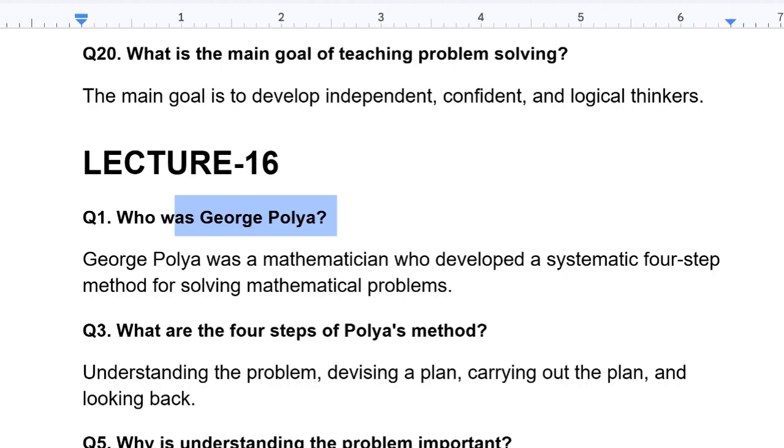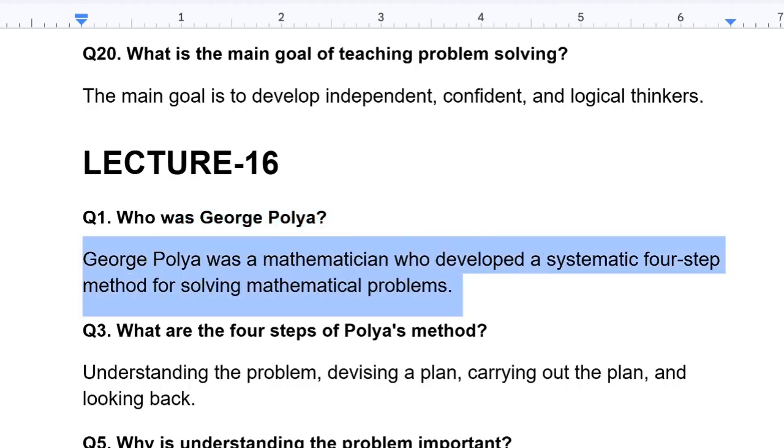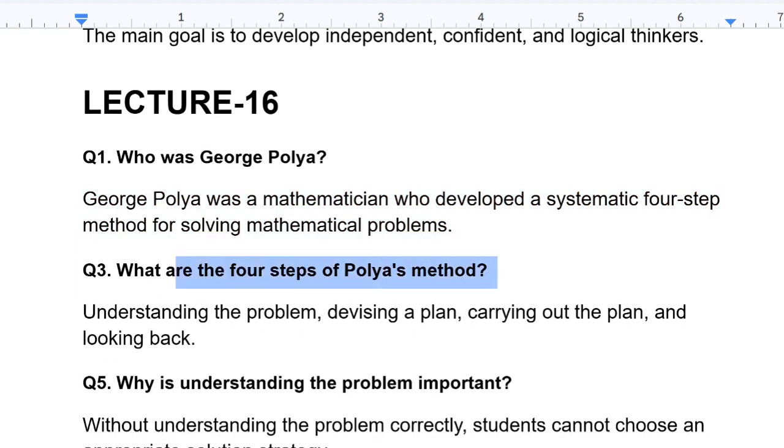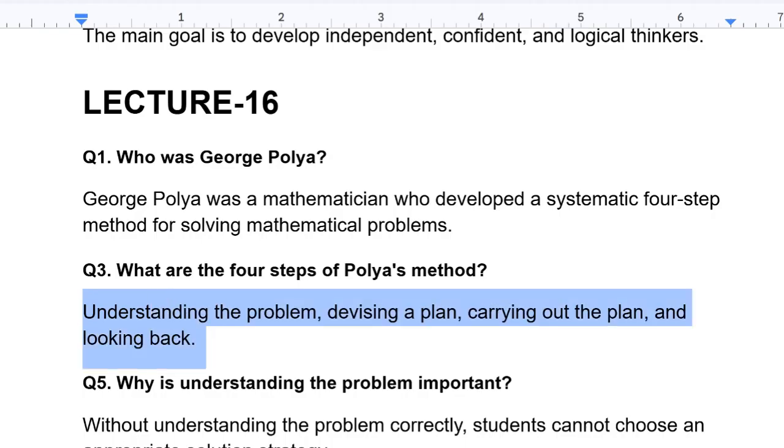Who was George Polya? George Polya was a mathematician who developed a systematic four-step method for solving mathematical problems. What are the four steps of the Polya method? Understanding the problem, devising a plan, carrying out the plan, and looking back.